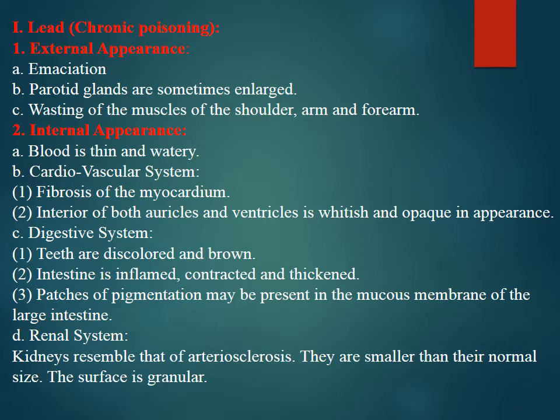Digestive system: teeth are discolored and brown. The intestine is inflamed, contracted, and thickened. Patches of pigmentation may be present in the mucous membrane of the large intestine. In the renal system, kidneys resemble those of arteriosclerosis. They are smaller than their normal size. The surface is granular.